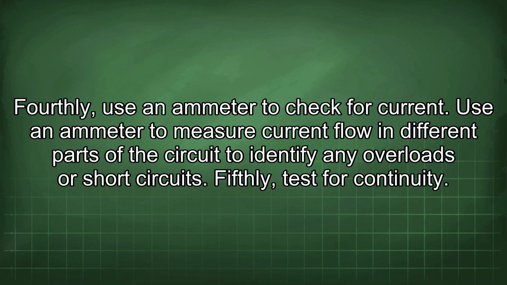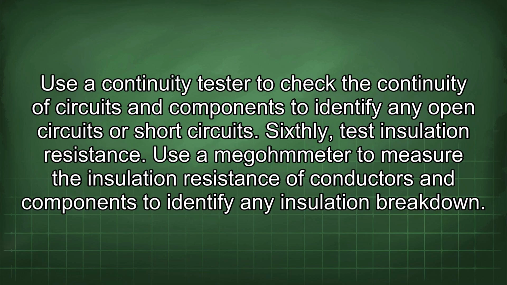Fifthly, test for continuity. Use a continuity tester to check the continuity of circuits and components to identify any open circuits or short circuits. Sixthly, test insulation resistance. Use a megohmmeter to measure the insulation resistance of conductors and components to identify any insulation breakdown.